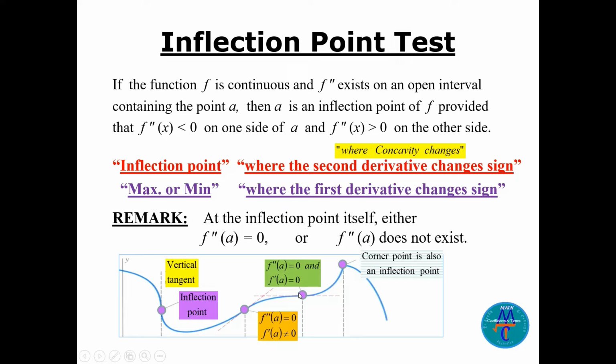Also, we can have concave up and then concave down. It might be a corner or a sharp corner. Still, this will be an inflection point. So the whole idea is this red line. The inflection point is the point where the second derivative changes sign.